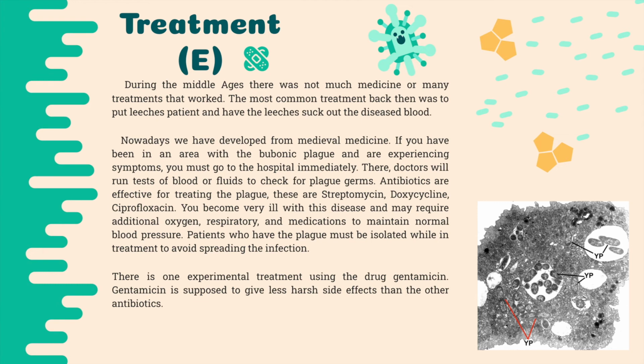You will receive either streptomycin, doxycycline, or ciprofloxacin. You will become very ill with this disease and may require additional oxygen, respiratory support, and medications to maintain normal blood pressure. Patients who have the plague must be isolated while in treatment to avoid spreading the infection. There is one experimental treatment using the drug gentamicin. Gentamicin is supposed to give less harsh side effects than the other antibiotics, and it does the exact same thing.